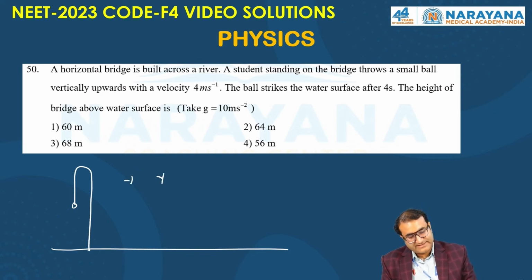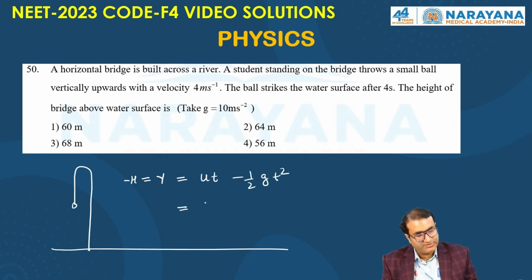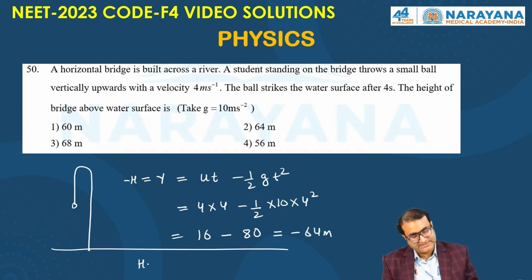Y is minus h, which is equal to u t plus half a t square. U is 4, time is 4, g is 10 into 4. So it is 16 minus 80, which is minus 64 meter. So h will come out to be 64 meter here.